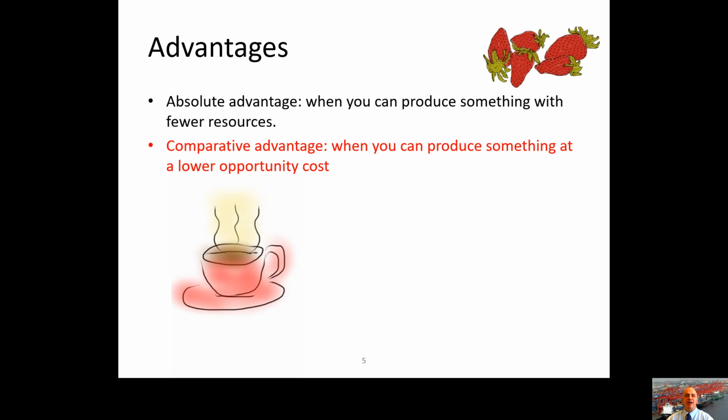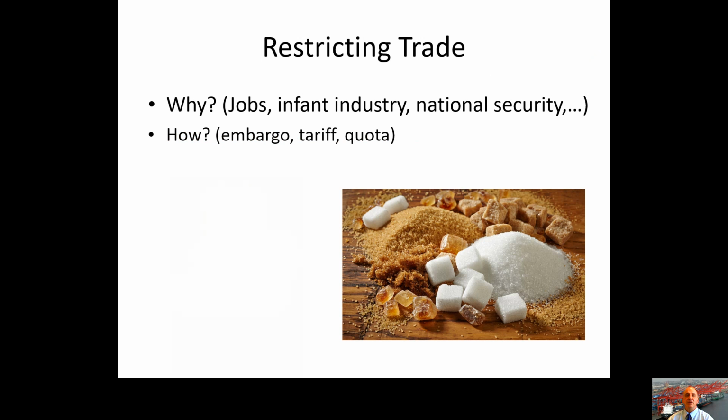We're also going to examine the difference between what's known as absolute advantage and comparative advantage. The idea, especially of comparative advantage, is crucial for understanding how the world's economy can do as well as it can if it focuses on specializing in the things that it has a comparative advantage in producing. But the reality is many countries will restrict trade.